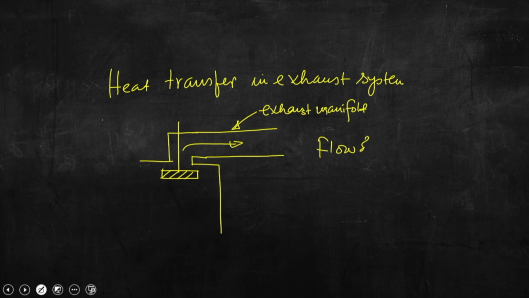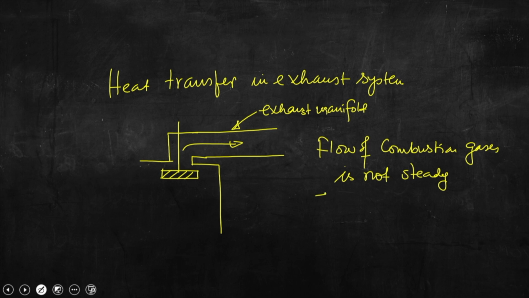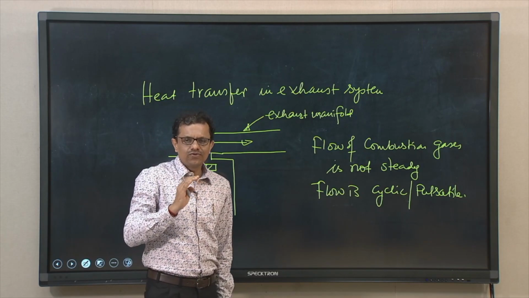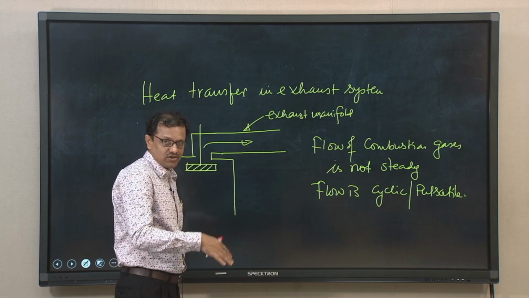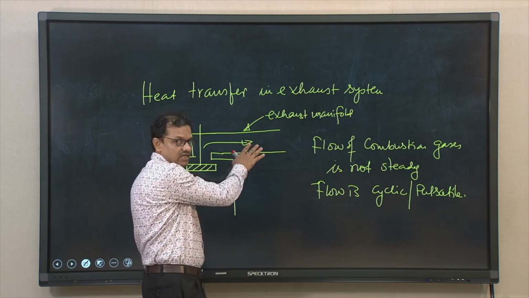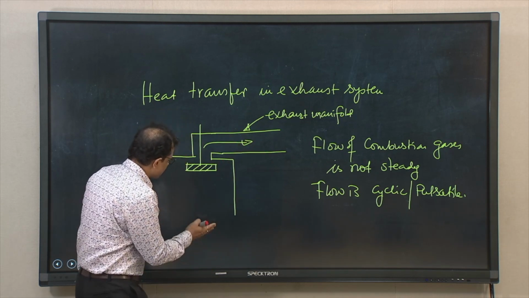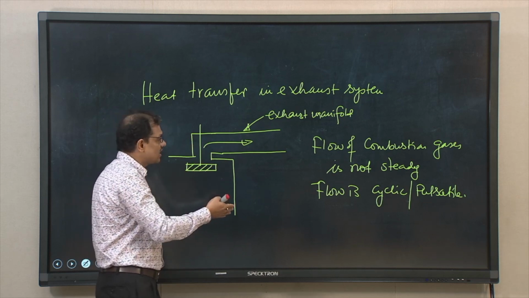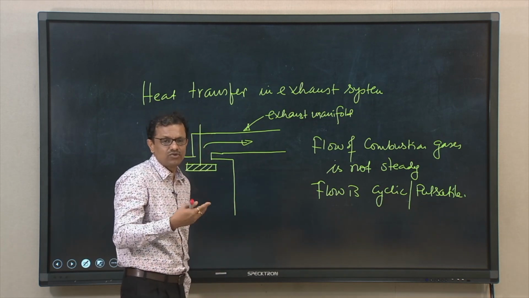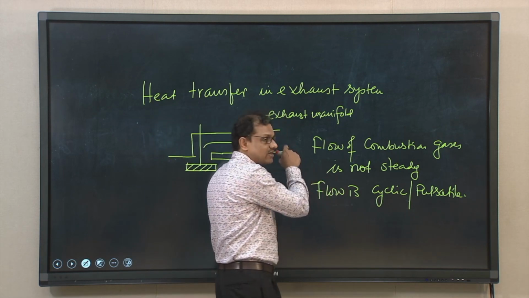So, the flow is not steady, the flow is cyclic, rather pulsatile. That means we can apply the normal forced convection model with the modification that the flow is pulsatile, because flow will be there only during the exhaust stroke, and during the remaining three strokes no flow will be there. When the piston is coming back from BDC to TDC, we can assume the flow will remain more or less steady, but over an engine cycle this flow is pulsatile. So, over an engine cycle the flow of combustion gases through the exhaust manifold is not steady, rather pulsatile.